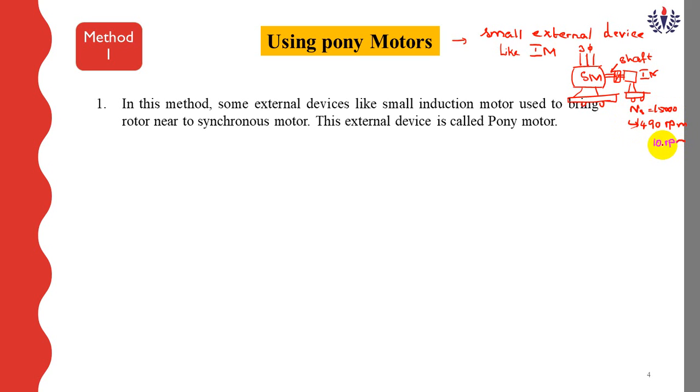Now you have to make the motor run at Ns, 1500, so there will be a 10 rpm difference. To make the motor run at 1500, from 1490 to 1500, you need some device to connect with your synchronous motor. That concept is known as Pony motors.